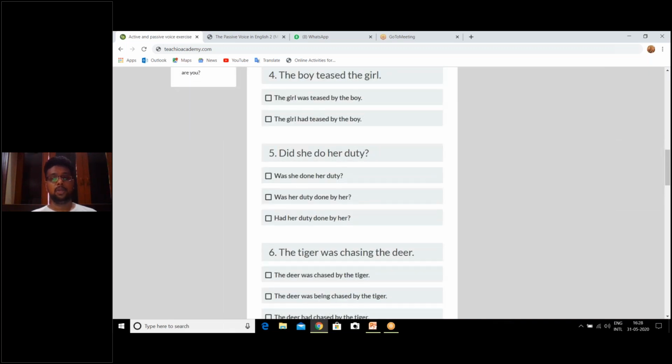Question number 4. The boy teased the girl. The answer to question number 4 is the girl was teased by the boy. The answer of 4 is, please reply me. See, if you are giving your answers, write 4 and then your option, because it's not clear whether you are giving the answer of question number 3 or 4. I'm getting confused because of all of you. So if you are giving me your answers, write question number, that is 4, and then the option. So the answer of 4 is A. All of you are saying A. Let's click A. Very nice.